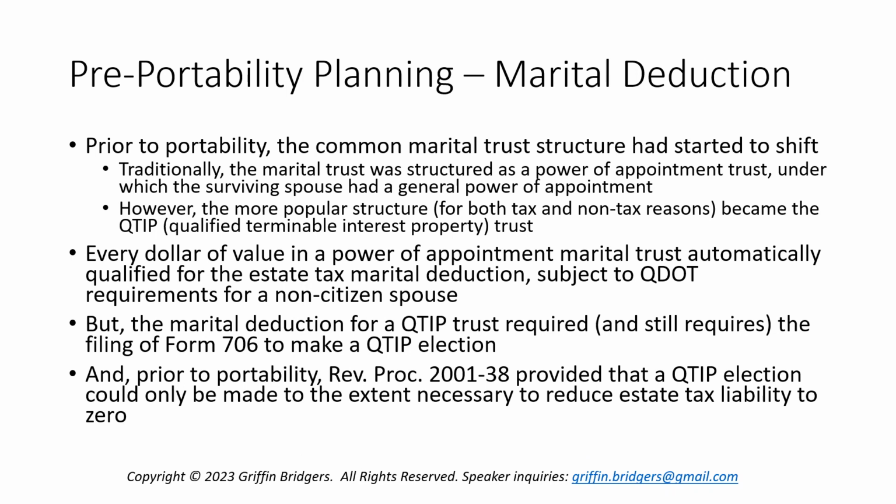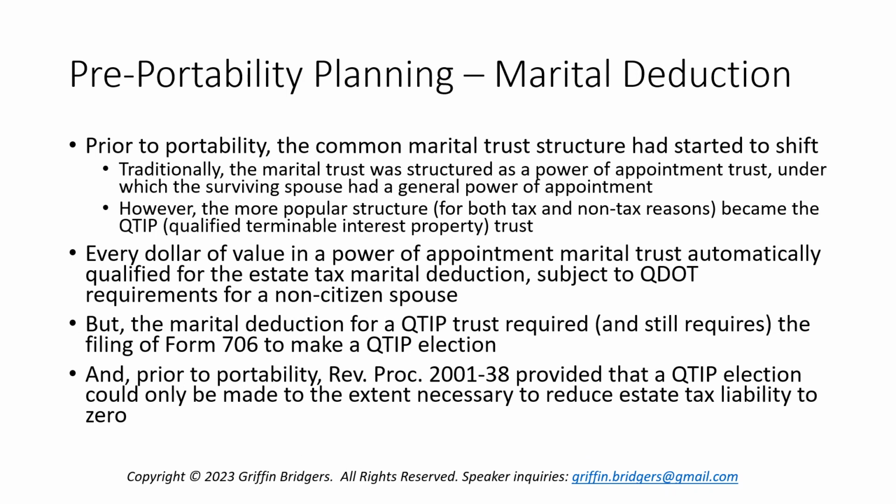However, a shift occurred due to a change under Code Section 2056, which allowed an elective marital deduction under what was known as a QTIP trust, or a qualified terminable interest property trust. So the big difference between the two was that for the power of appointment trust, every dollar of value automatically qualified for the estate tax marital deduction, subject to some other requirements like the QDOT requirement for a non-citizen spouse.